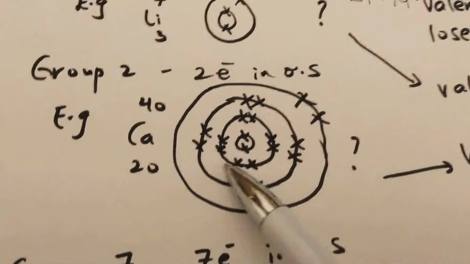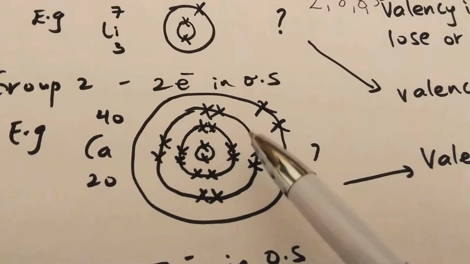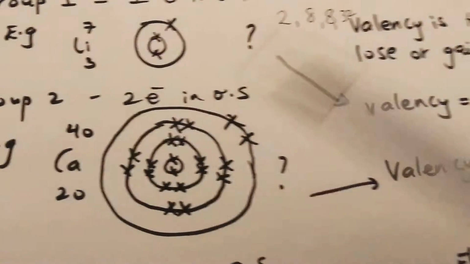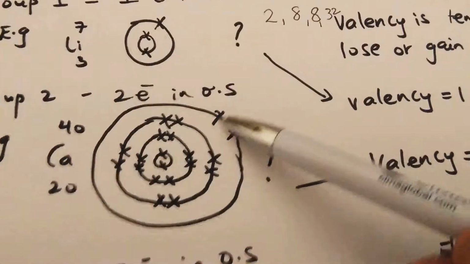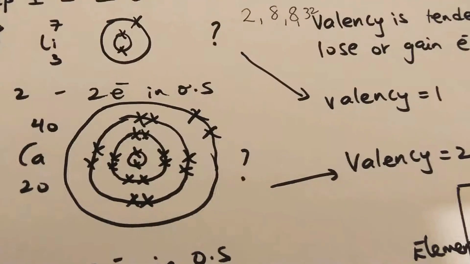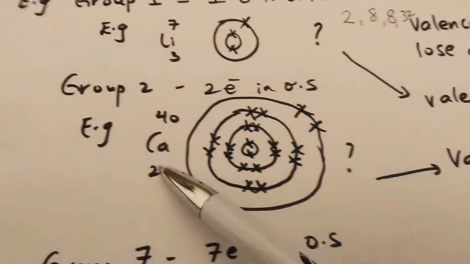In the case of group 2, so first shell full, second shell full, third shell full, but the fourth one has 2. So it wants to achieve 8. Normally, yes, 32, but it starts always with 8. So here, would it rather get 6 electrons or lose 2? I think it's better to lose, because only 2. So therefore, the valency of calcium will be 2.